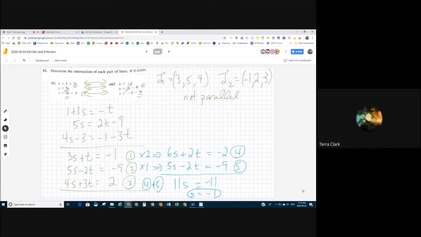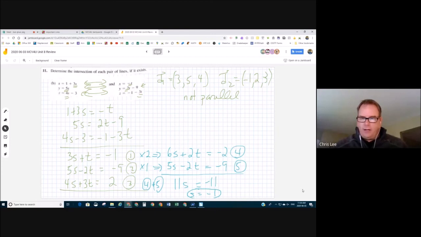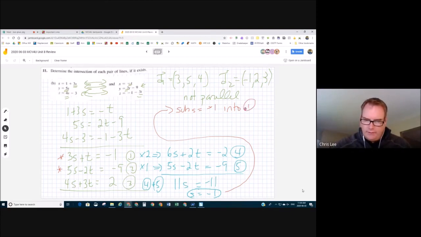All right. So we've got our S value. Now we need to figure out our T. This is going to be really messy on the screen here, and I apologize, but we're going to take T and sub it into either the first one or the second one. We've ignored 3, so make sure you don't sub it into 3. So might as well sub it into the first one. So sub S equals -1 into number 1.